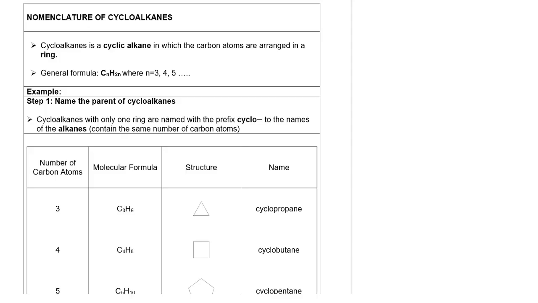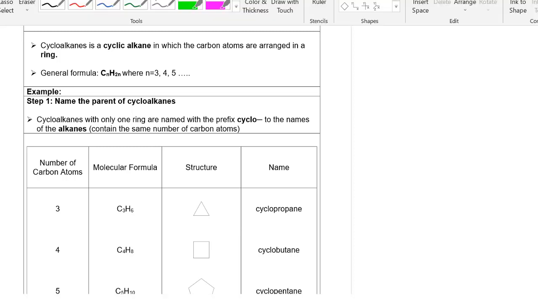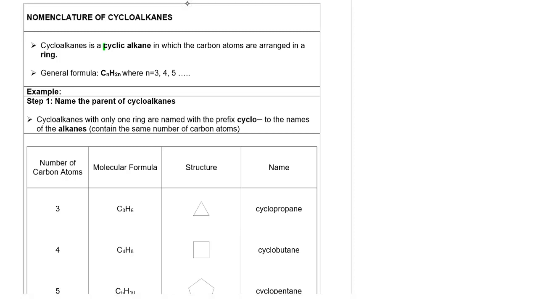Okay, so nomenclature of cycloalkane. Cycloalkane is a cyclic alkane. Okay, so the general formula is CnH2n, where n starts with 3, because the smallest cycloalkane is cyclopropane.